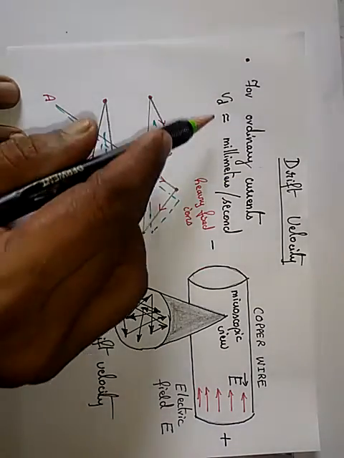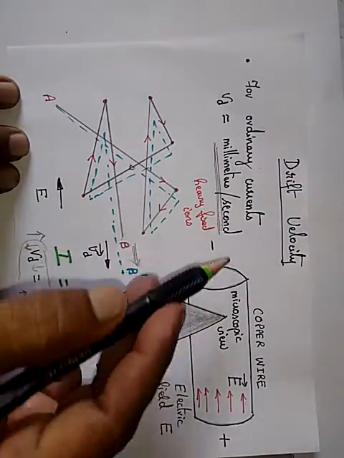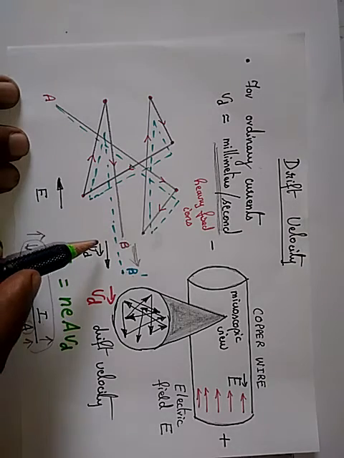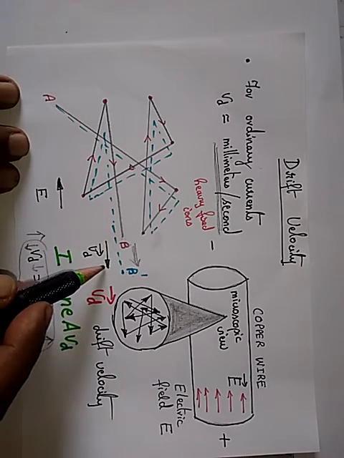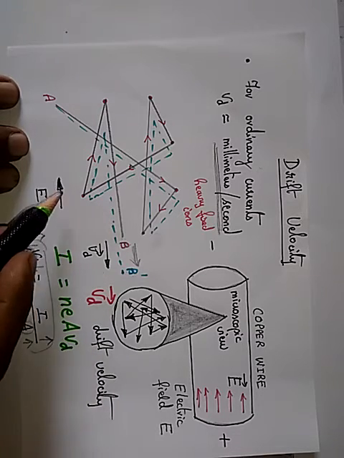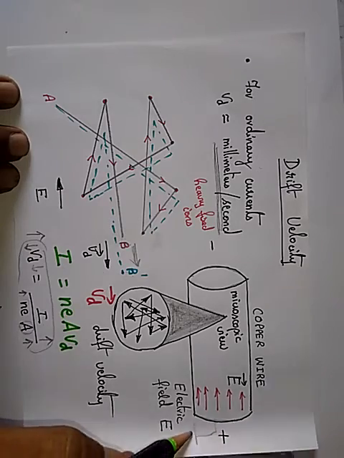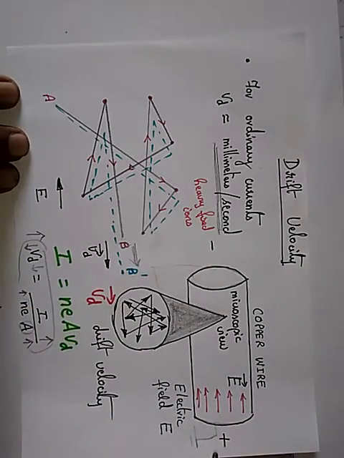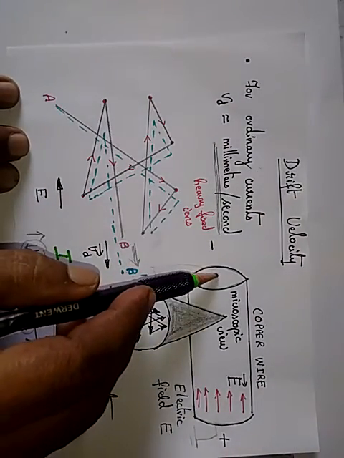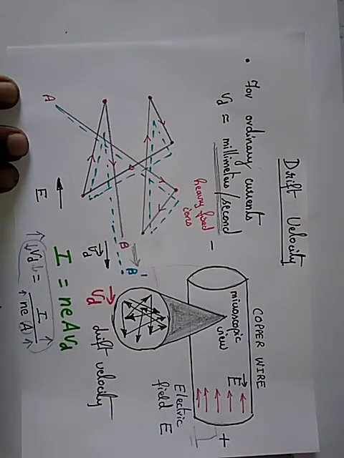Drift velocity will roughly be in millimeters per second. And the direction of drift velocity will be exactly opposite to the electric field we are applying. That means if you apply positive here and negative here, the electric field is directed this way and drift velocity will be in this direction. Suppose this is positive and this is negative, the E field will be like this and drift velocity will be in the opposite direction.